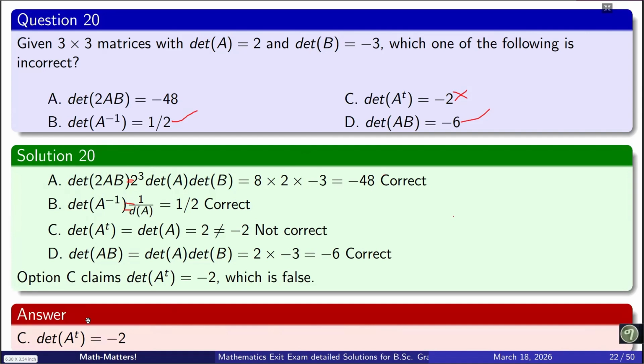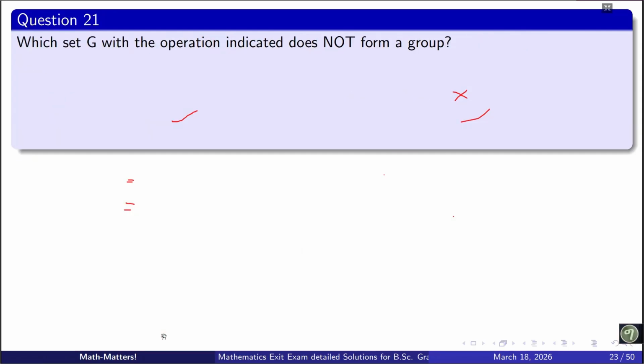Yeah, the answer is C. That is, the determinant of A transpose equal to minus 2. It must be positive 2, which is identical with the determinant of A. And the next question.